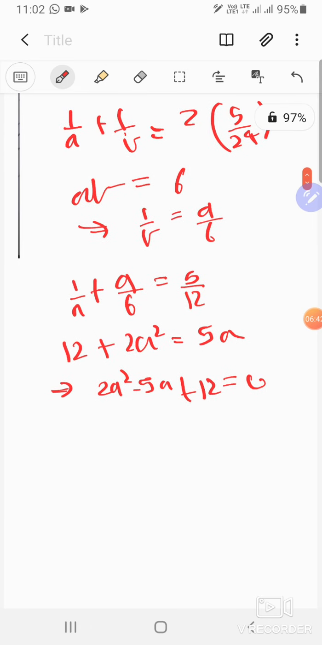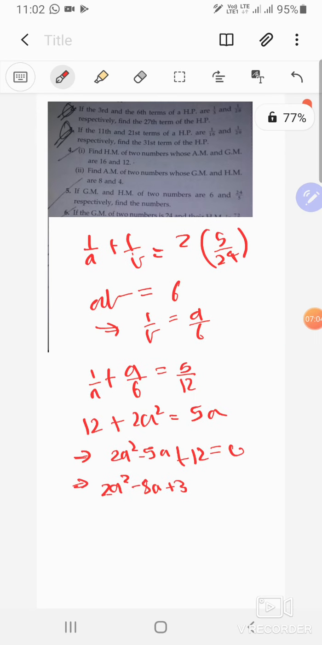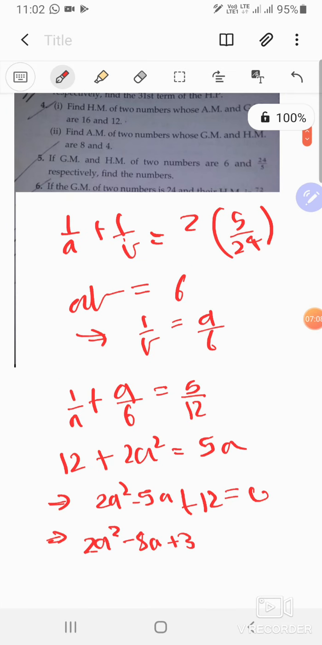Now I need to factor it out. So 24, that can factor as 8 into 3. Yes, that can be. So this will be 2a squared minus 8a plus 3a. No, wait, not a good thing to do, I guess. 8 and 3, they don't work very nicely. I don't know, am I doing it correctly? Yeah, I think I'm doing it correctly. No problem, right?